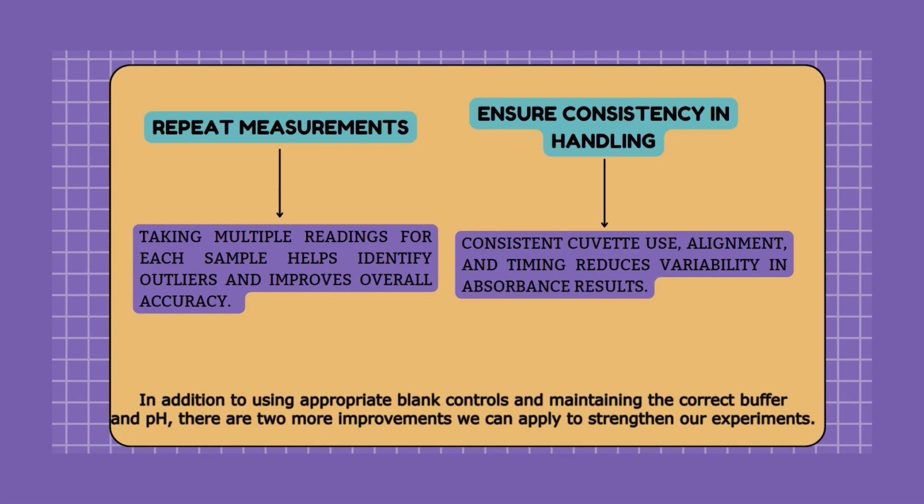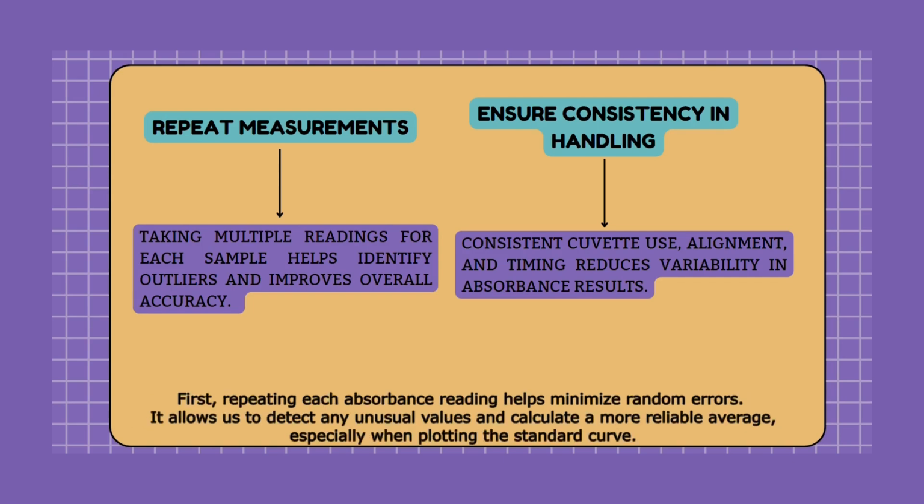In addition to using appropriate blank controls and maintaining the correct buffer and pH, there are two more improvements we can apply to strengthen our experiment. First, repeating each absorbance reading helps minimize random errors. It allows us to detect any unusual values and calculate a more reliable average, especially when plotting the standard curve.